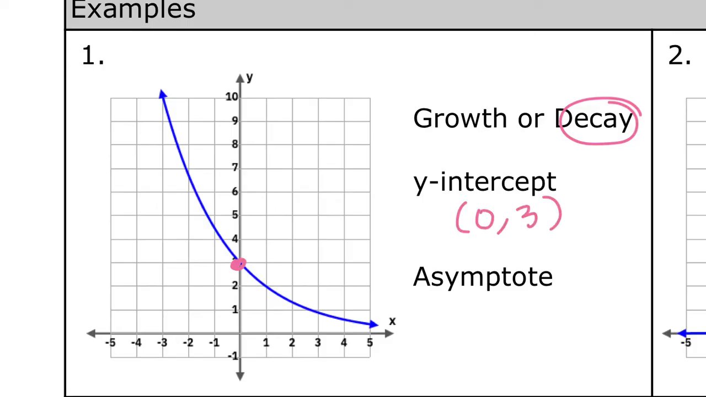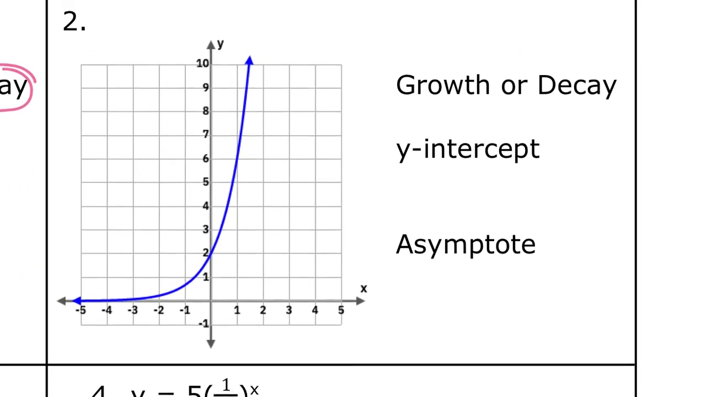And then last is the asymptote. See how it's getting smaller, smaller, smaller, but it's never going to cross that 0. It's never going to turn to these negative numbers. So the y-asymptote is at y equals 0. Okay, let's take a look at another one.